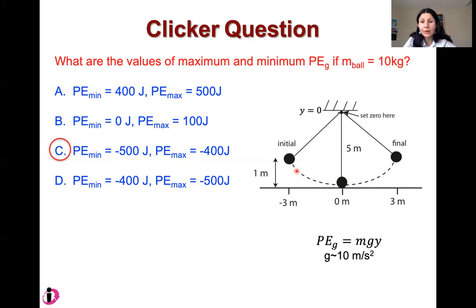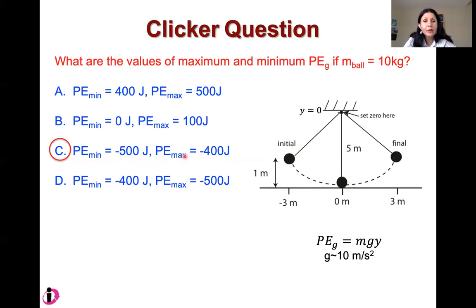What's the maximum? Well, this is as high as it's going to go. Maximum is still its highest location. So that's 1 meter above here. So it means it's 4 meters below y equals 0. So this location is y equals -4 meters. So we plug in -4 here, and we get -400 joules.